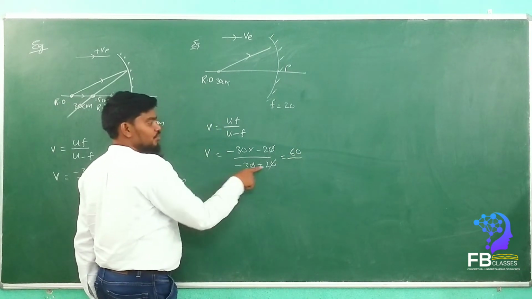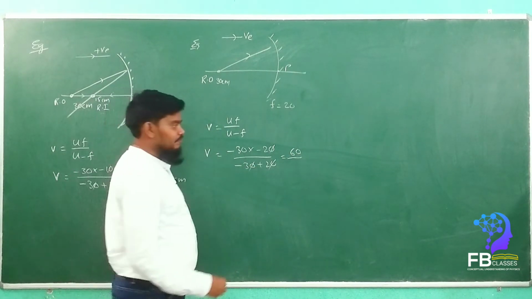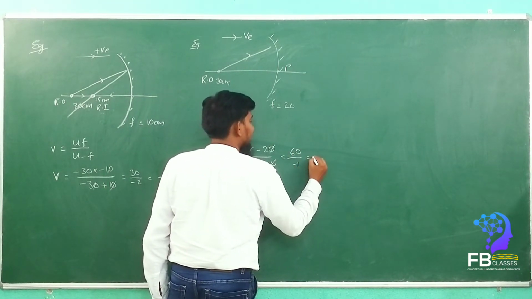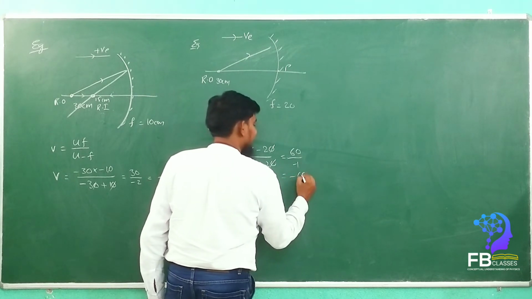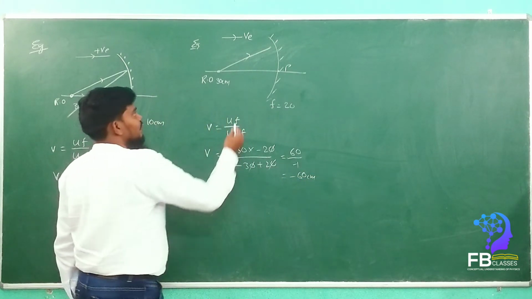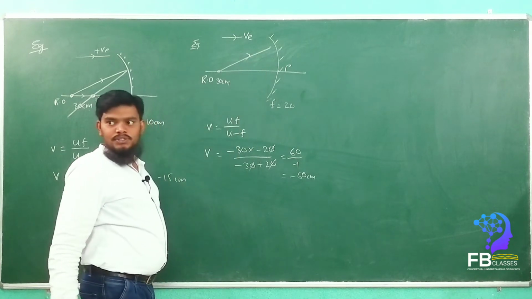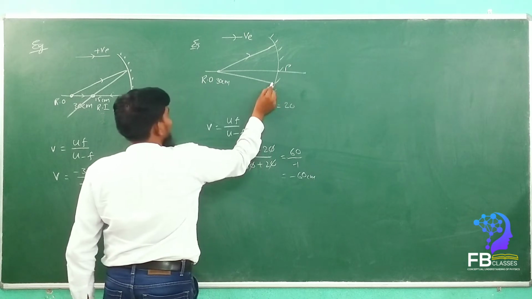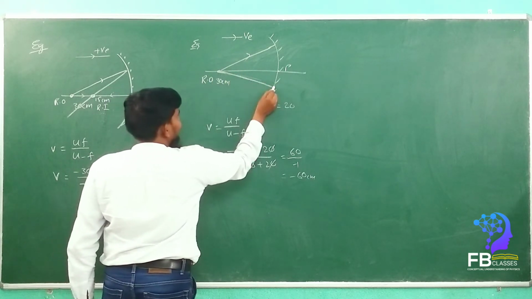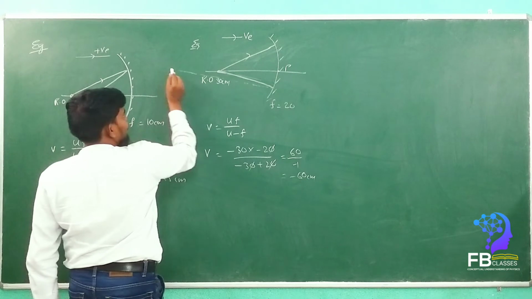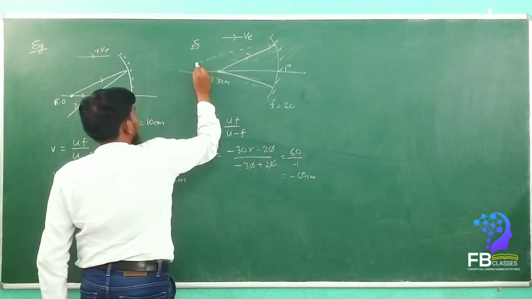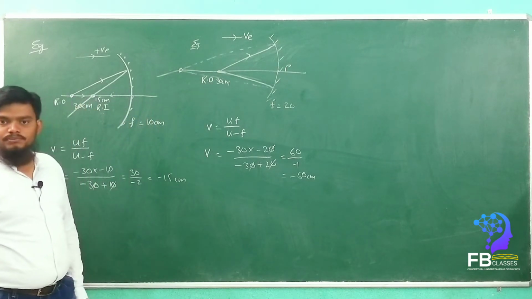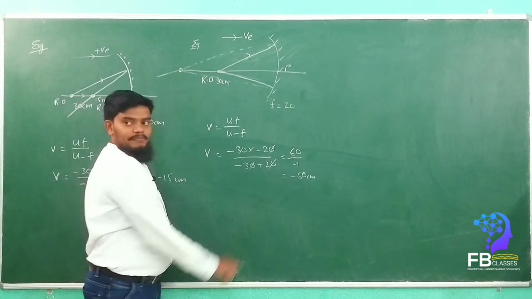60 upon 3. It is minus 1. Very good. It comes as minus 60. Yes or no? Minus 60 centimeters. That means the ray will go here and it will be reflected back like this. See, I will tell you how the ray diagram will come. This ray diagram will come like this. So somewhere here the image is formed. Got it? Minus sign.